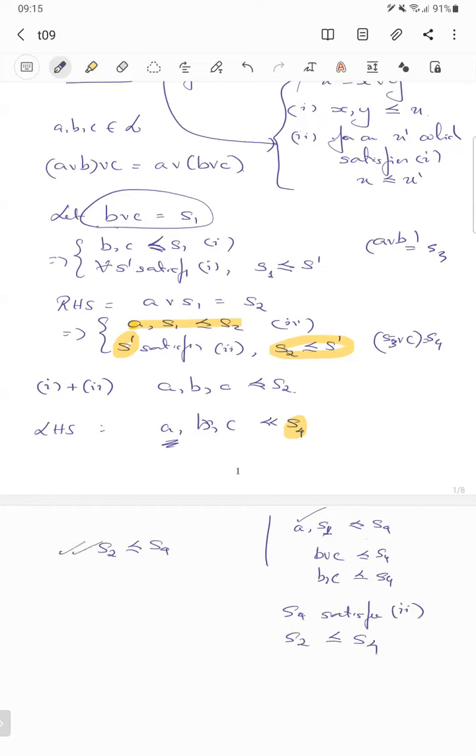So this is true. Now it remains to show the other way around, right? Yes, sir. Yeah, but that is a symmetric case, right? I haven't expanded this, so I won't be able to pinpoint which equation we are using.